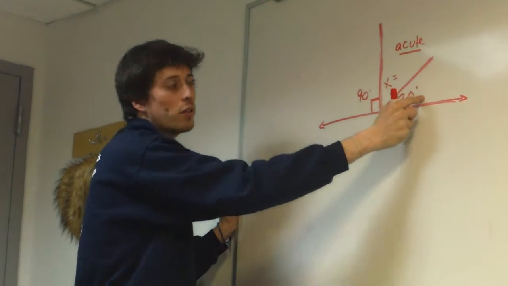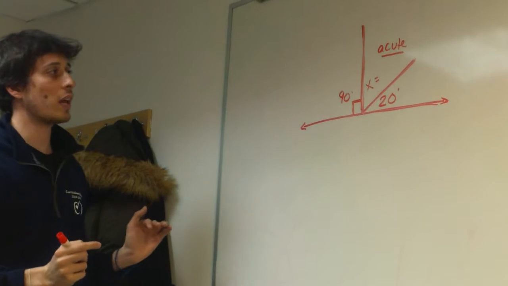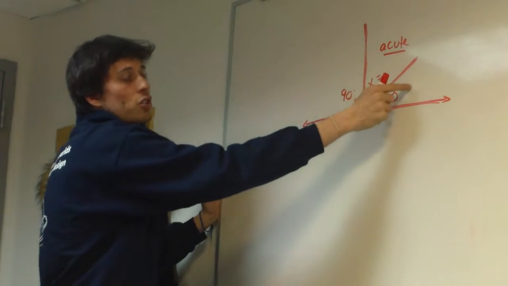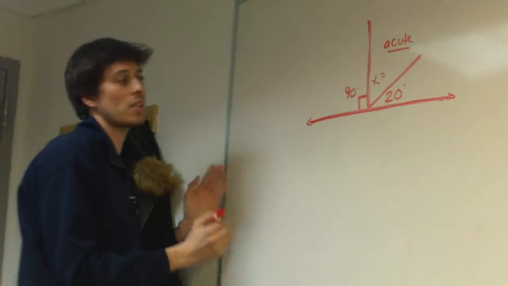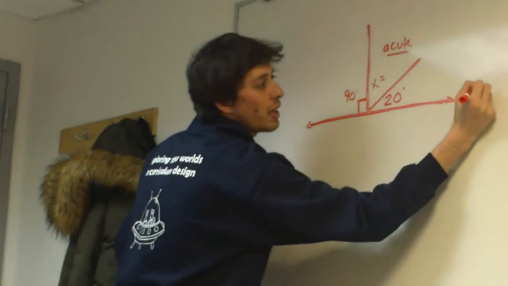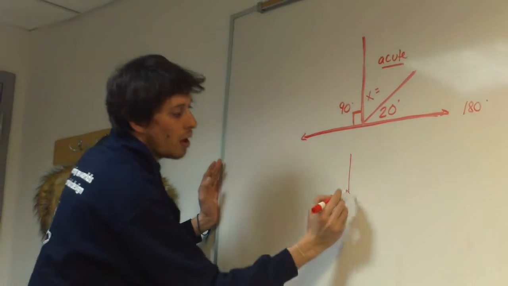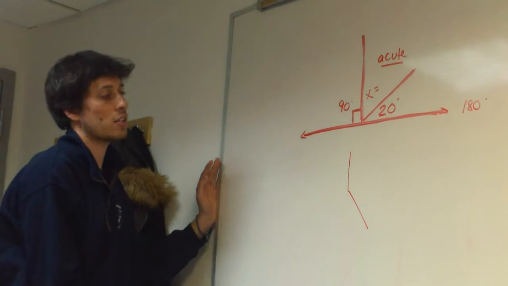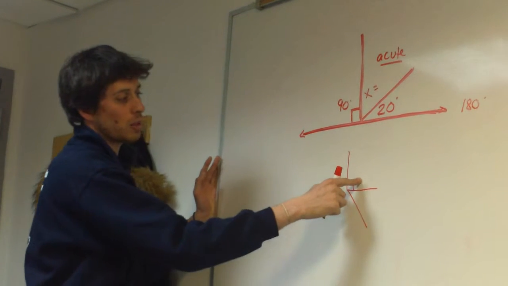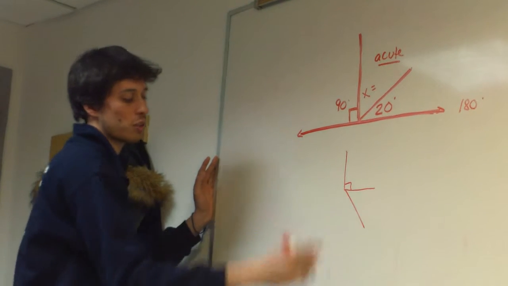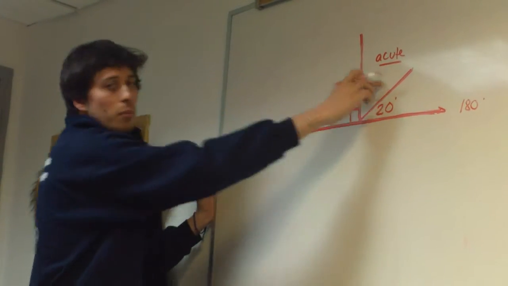This angle is 20 degrees, so since it's less than 90 degrees, I also know it's an acute angle. So I have a right angle and two acute angles. I also have a straight line. Whenever you see a straight line, that is 180 degrees. I'm going to label it 180 degrees. Any angle that is more than 90 degrees is called an obtuse angle. I know that because a 90-degree angle looks like this, and since this is more and it has a greater space, it's called obtuse.